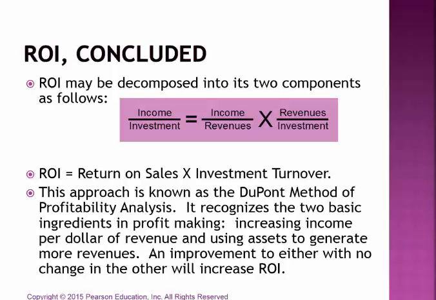If you've had Lobo or some of the others for some of your finance courses, maybe you have seen this before. It recognizes our two basic ingredients in making profit. If we increase our income per dollar of returns, or we can use assets to generate more revenues, an improvement in one will increase our ROI.